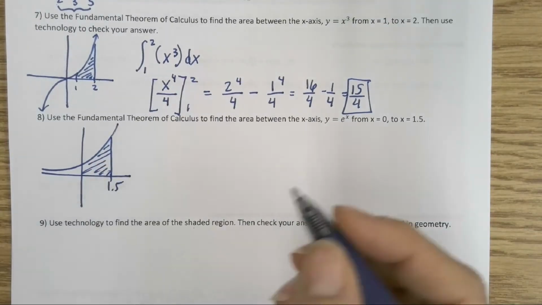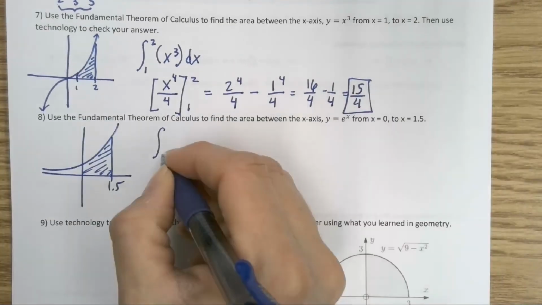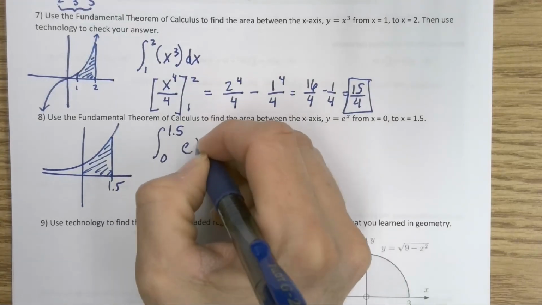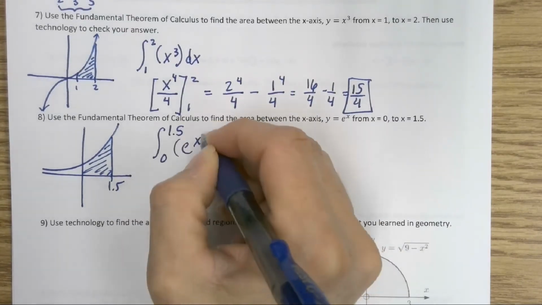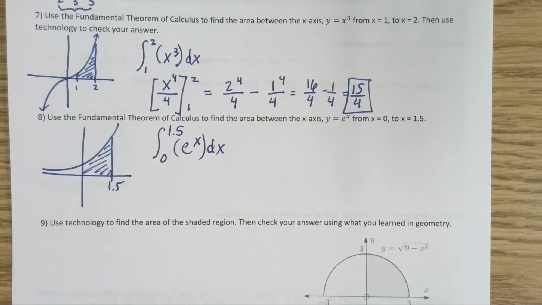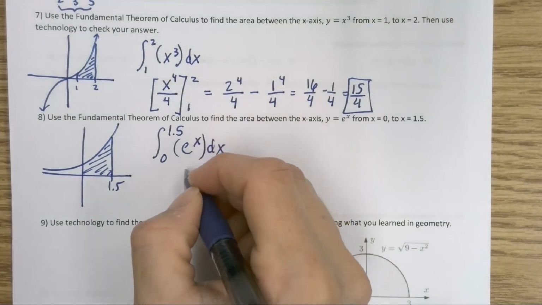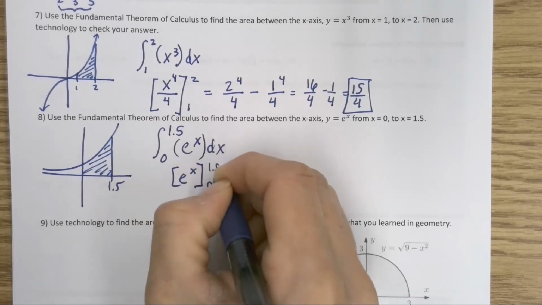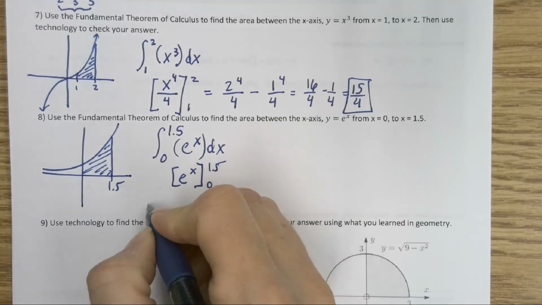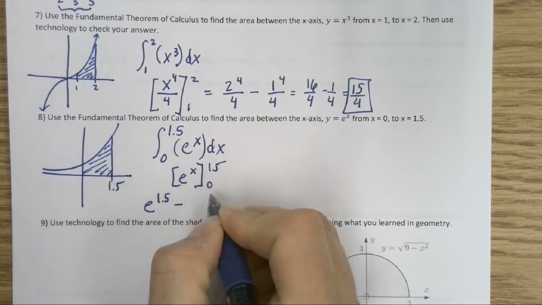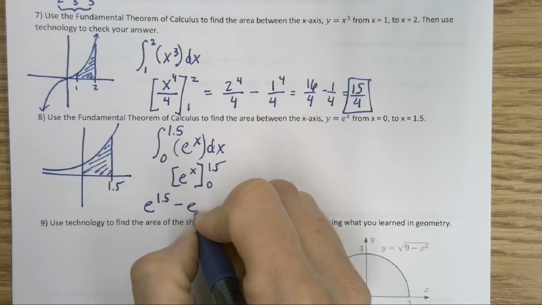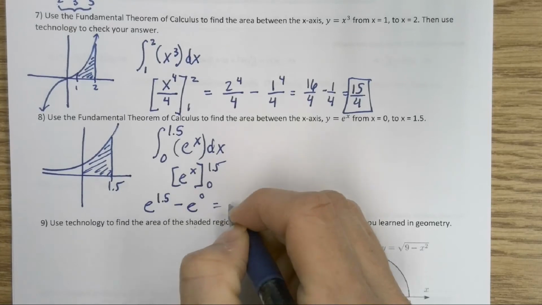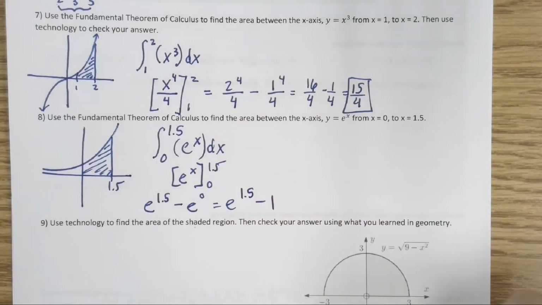Now let's go ahead and set up our integral. So our limits of integration are from 0 to 1.5, and our function is e to the x dx. So we'll use our fundamental theorem of calculus part 2. Let's find my antiderivative of e to the x, which we know is e to the x, and I'm going to evaluate that from 0 to 1.5. So I'm going to substitute 1.5 in here, and then I'm going to subtract what I get when I substitute 0 in here. And e to the 0 is equivalent to 1, so you could write e to the 1.5 minus 1, and that would be an exact answer.